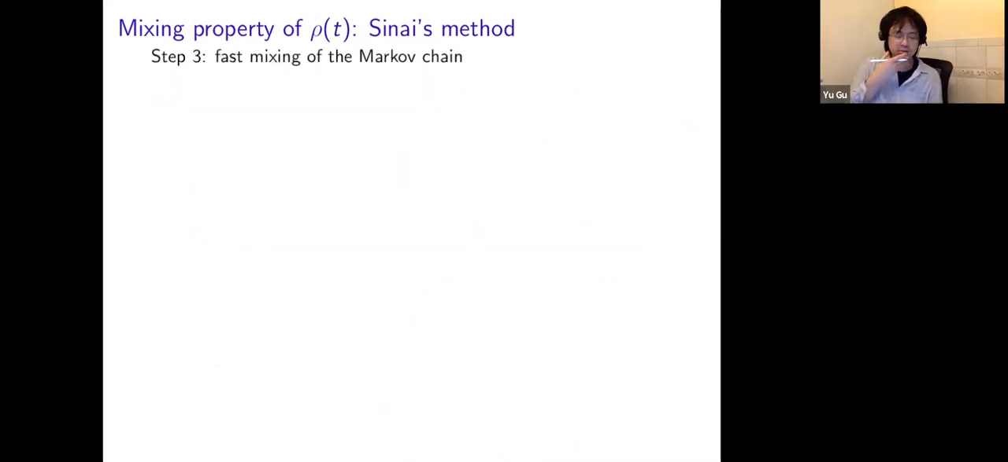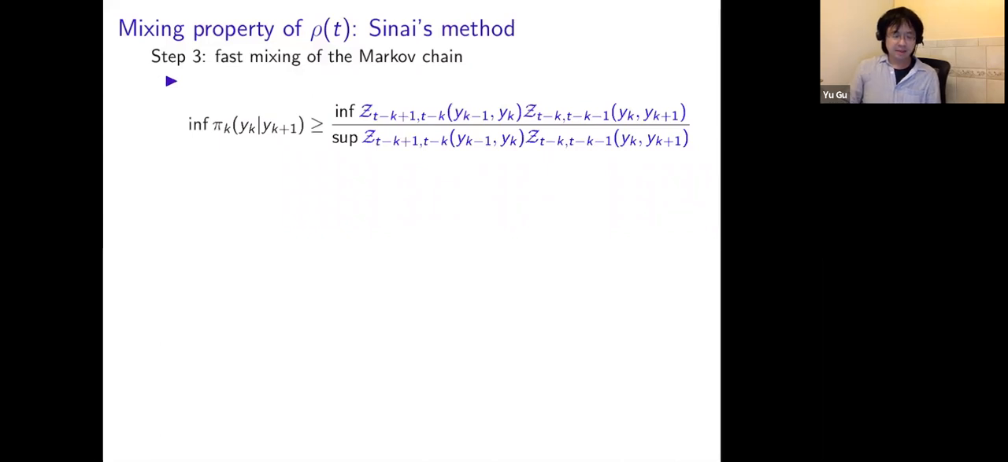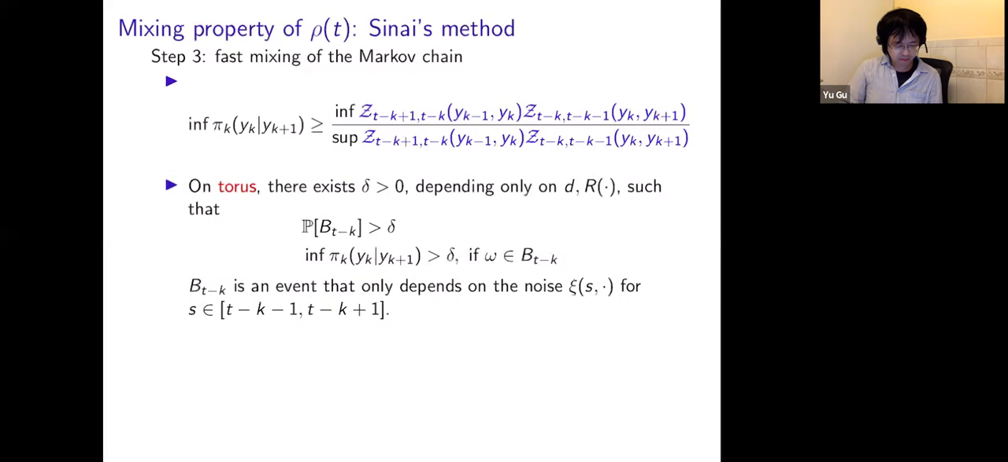As I mentioned, now the whole thing reduces to studying the fast mixing of this Markov chain. So far I haven't used the torus at all. The place where we use the torus is here. The transition density can be bounded by some inf divided by sup. This function is a continuous function that is strictly positive, and you're on the torus, so you have some lower bound.